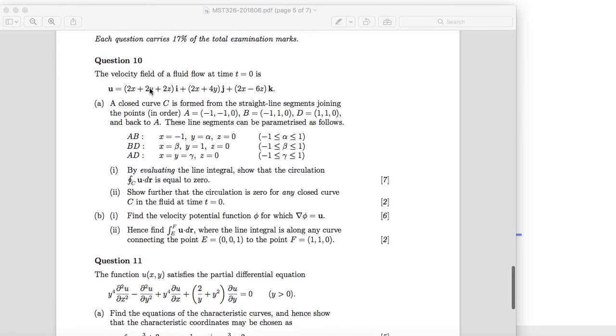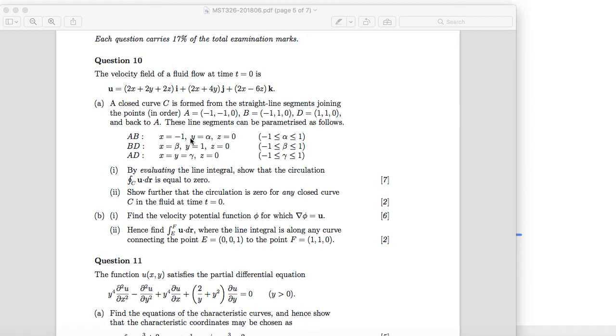Okay, so we're going to integrate this thing, u dot dr. So the first thing is to identify what r is, and for each segment of the line integral, AB, BD, and AD, you get a parametrization. So you get the parameters for these, and first one then, x is at -1, y is alpha, and z is 0, so that's handy. In fact, z is 0 for all of them, so that simplifies the problem quite a lot.